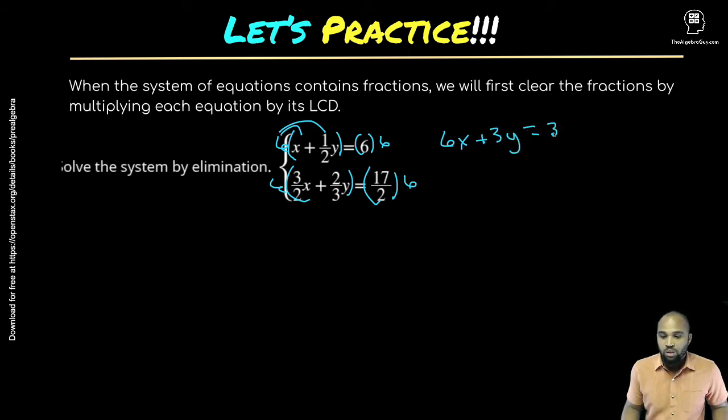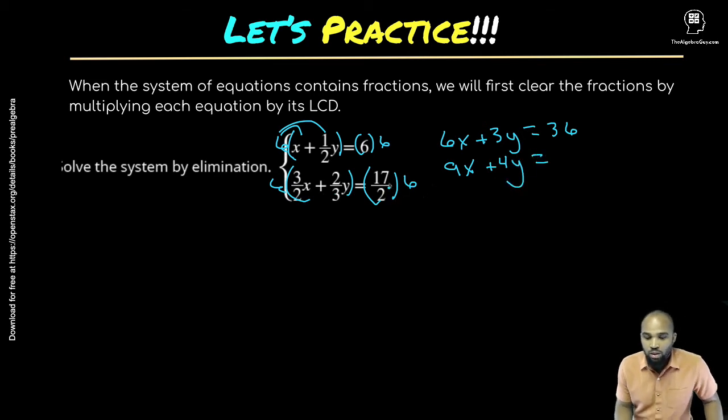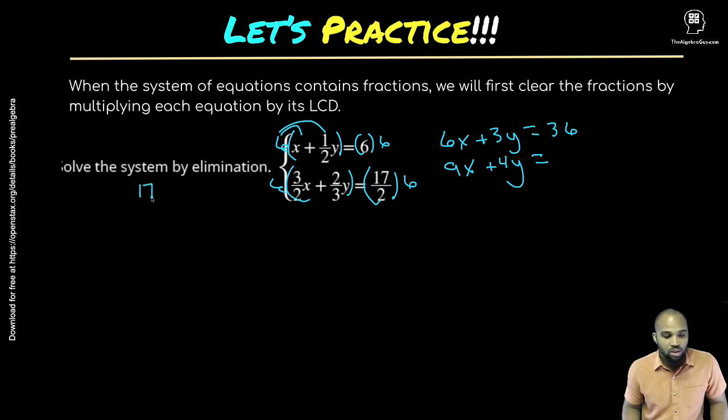Equals 6 times 6 is 36. And here I got 6 divided by 2 is 3. 3 times 3 is 9. So this is 9x. 6 divided by 3 is 2. 2 times 2 is 4. So that's 4y. And 6 divided by 2 is 3. 3 times 17 is something I got to work out. So 1, 2, that's 51.